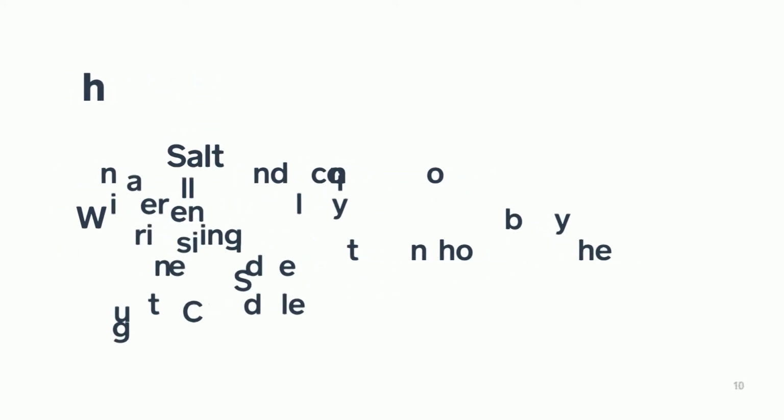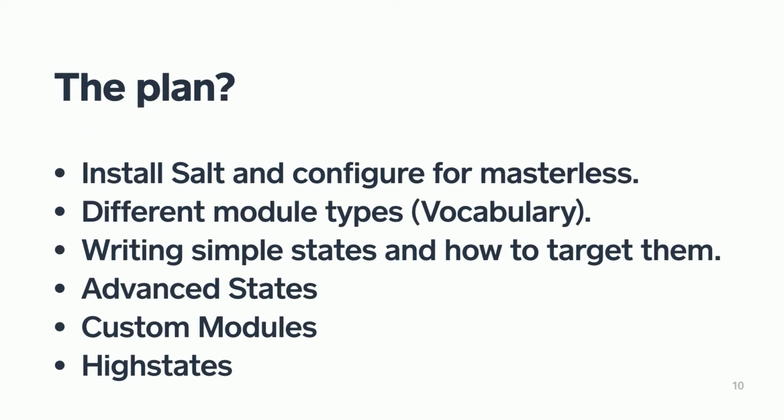Okay, so what's the plan? What are we going to talk about? So first we're going to install Salt and configure it for masterless. We could do a master setup, but we'll keep it all local, make it nice and easy. Then we're going to go over some different vocabulary and modules. Different module types, so when I talk about certain things in Salt, you're not like, what the heck is that? And then we're going to write some simple states, and we're going to show you how to target them to specific machines.